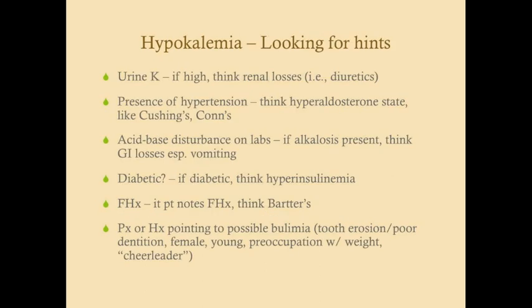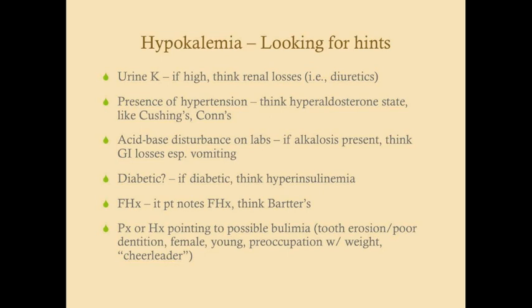So let's focus first on hypokalemia, and these are some hints to look at, both when you're approaching problems and while you're on the wards. And these might give you ideas of what the cause is. So if you have a urine potassium on the patient and it's abnormally high, you should think about renal losses, for instance, diuretics. If you have a patient that has hypertension, you should think of the possibility that they may be in a hyperaldosterone state.